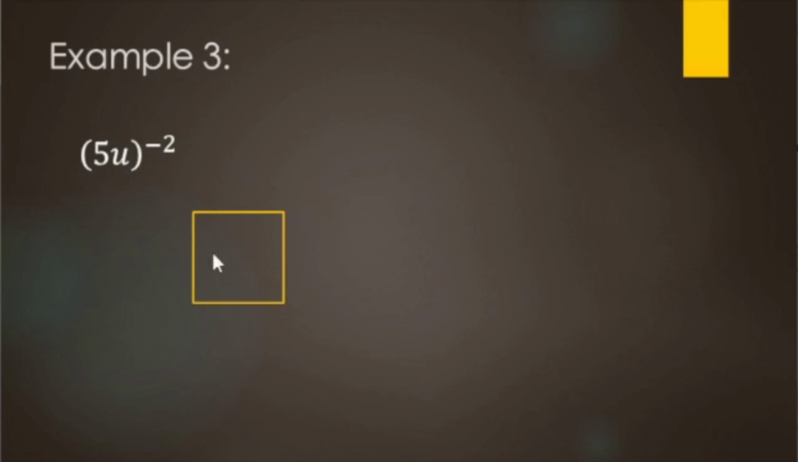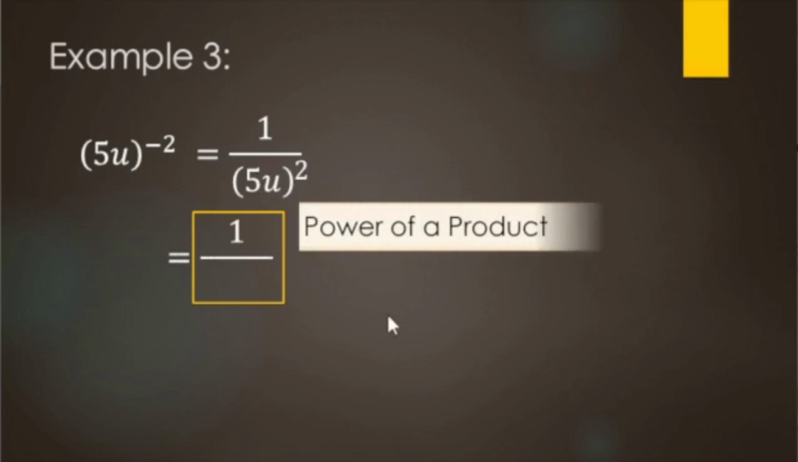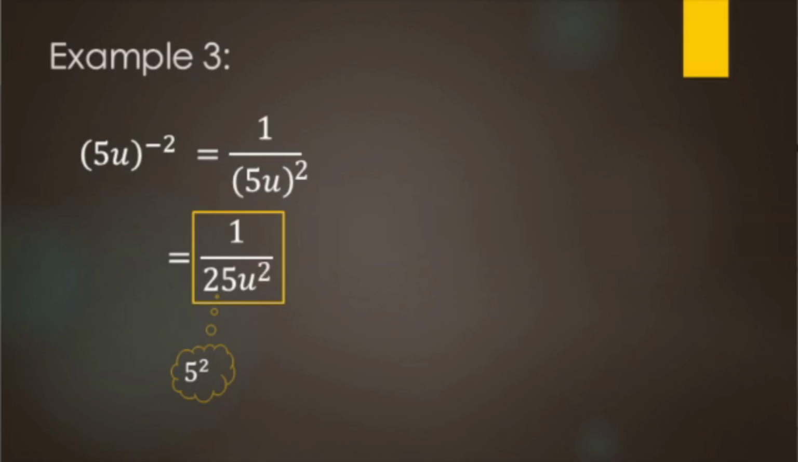Here we have 5u to the negative 2 power. So this does have a negative exponent, so we can use the negative exponent property or rule. And remember, with those types of things, it's a reciprocal type idea. So that 5u is going to be in the denominator to the positive 2 power. Now remember, here we have a product to a power, so that 2 is going to go to the 5 and it's going to go to the u. So here we go. 5 to the second power makes 25, and then u to the second power is u to the second power, and that one's done.